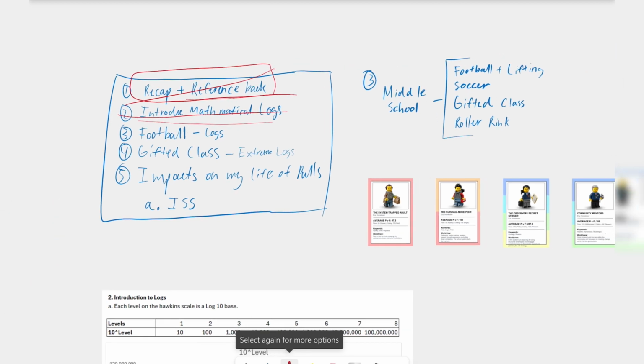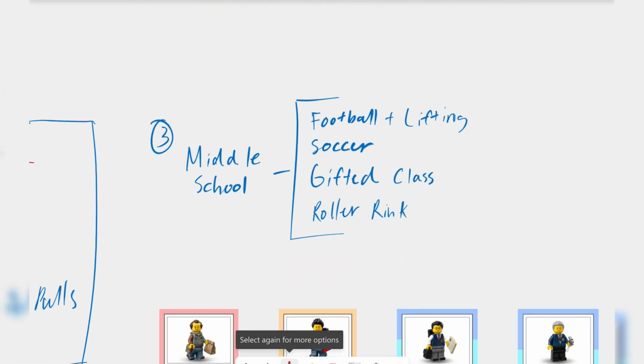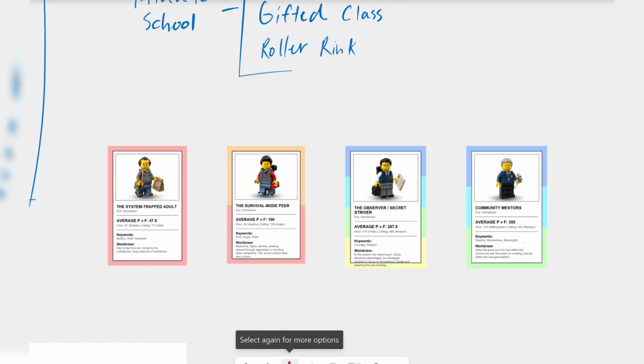All right. So middle school, I had a few activities. They were categorized by football, lifting, soccer, gifted class, and hanging out at the roller rink after school. And we got to introduce a few archetypes here.